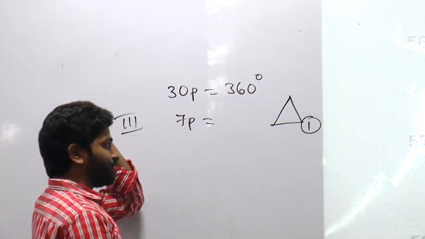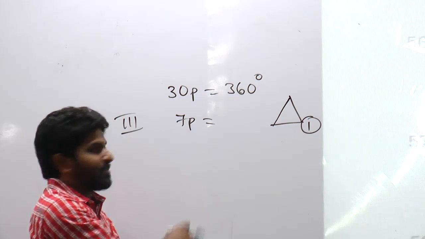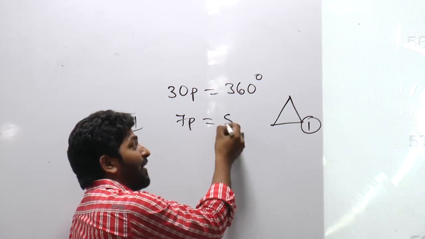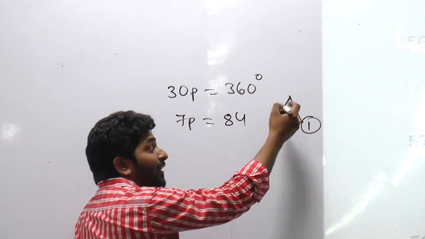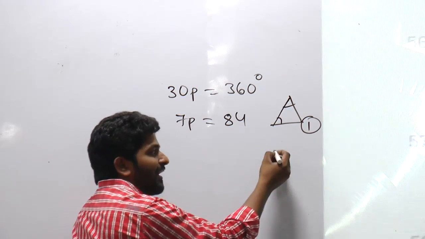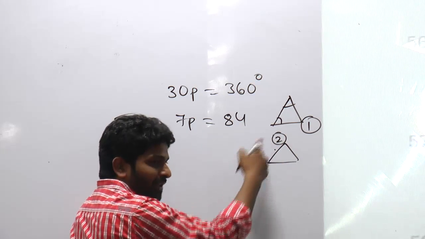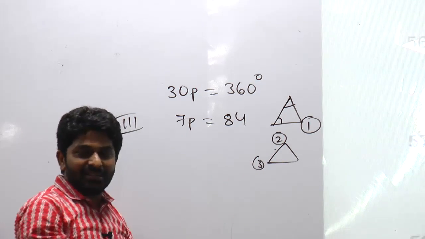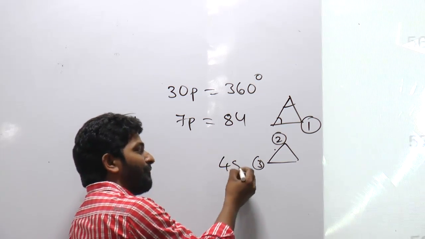30 how many times is 360? 12 times. 7 times 12 is 84. So 84 is the largest angle in the triangle. The other 2 angles' sum should be equal to 96, and they said the second angle and third angle of the triangle are both the same. So that will be half of 96, which is 48.